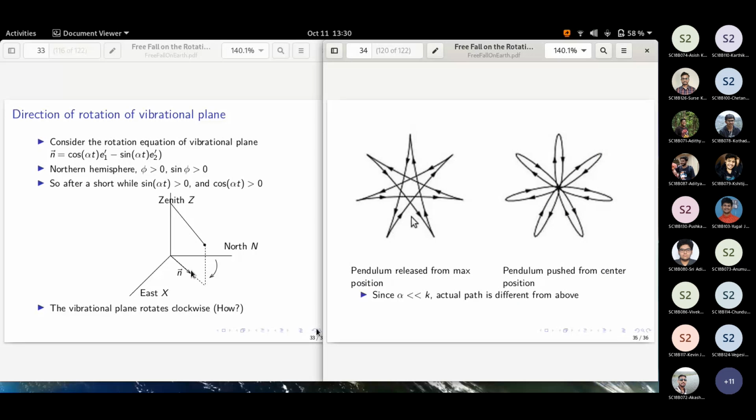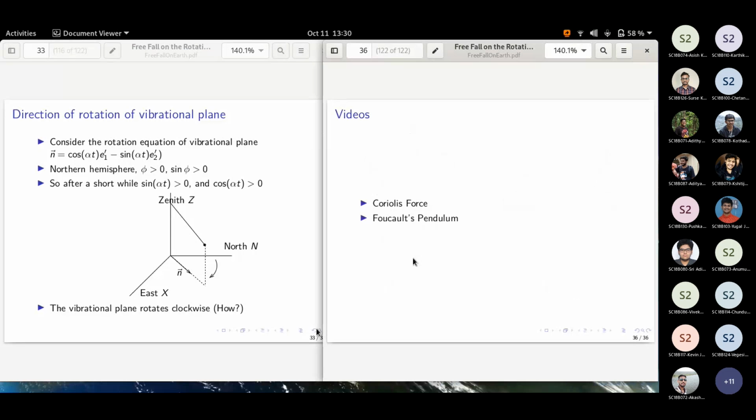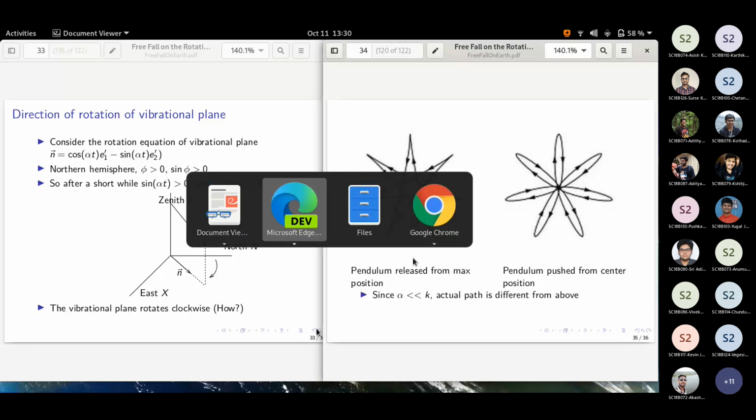Then I will be showing one video shortly. We have seen some Coriolis force videos; I'll show you the Foucault's pendulum video. You can also see it, but meanwhile let me show you. Any questions here? No, sir. Basically, we have to solve that equation. That is the key. Fortunately, it is a linear equation, not difficult.